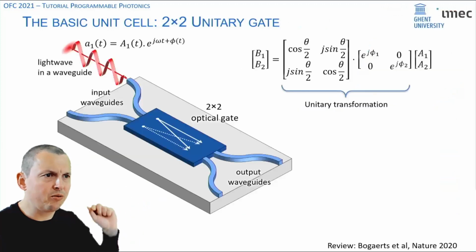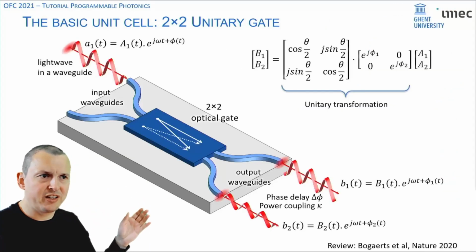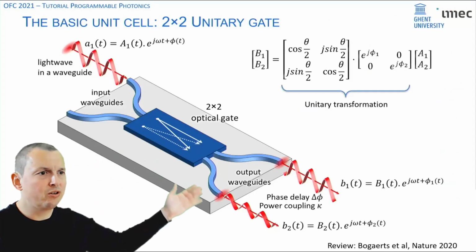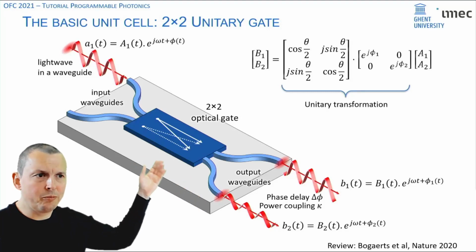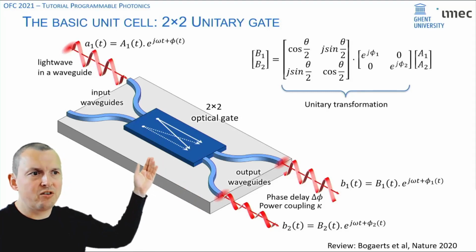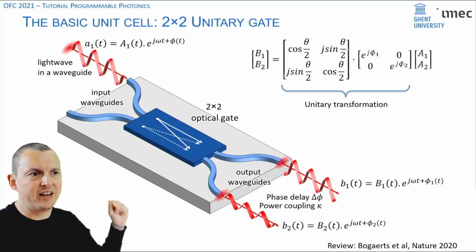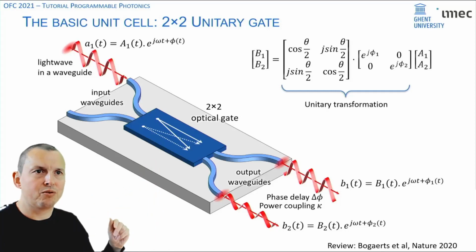What are these 2x2 optical gates? Well, essentially it's a device with 2 optical inputs, 2 optical outputs, and tunable elements in such a way that you can configure the coupling and the phase delay between the inputs and the outputs.